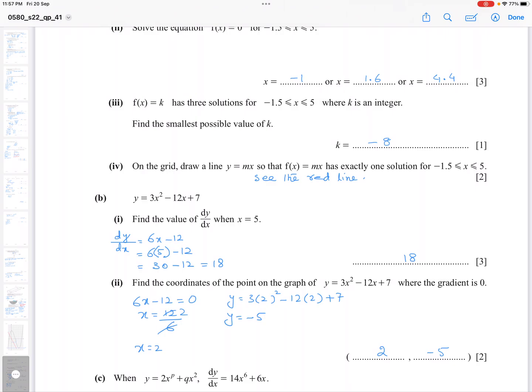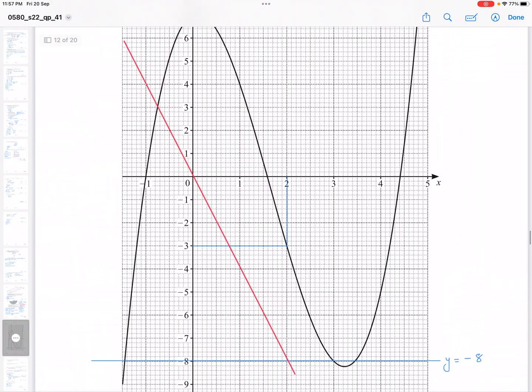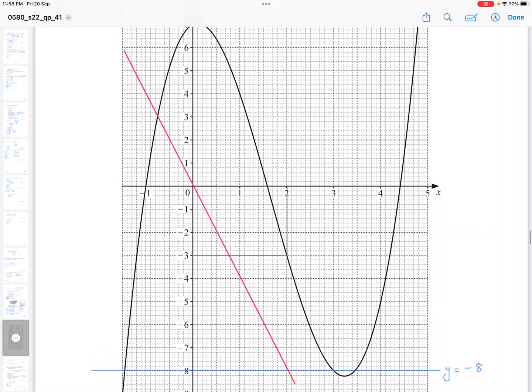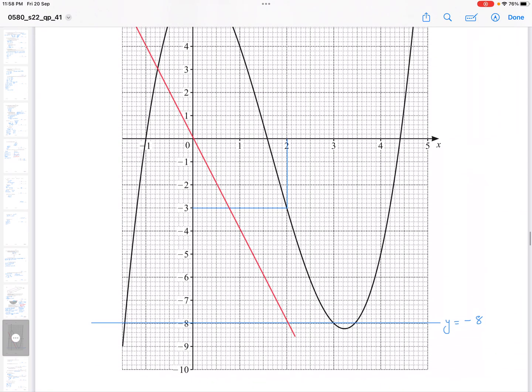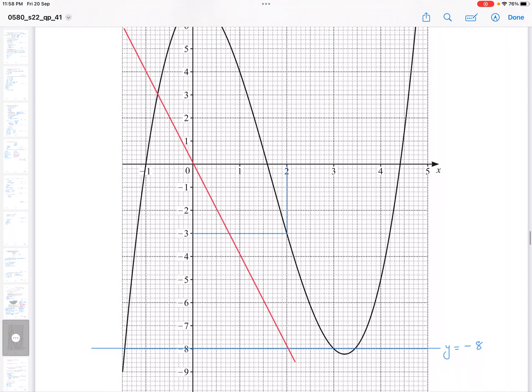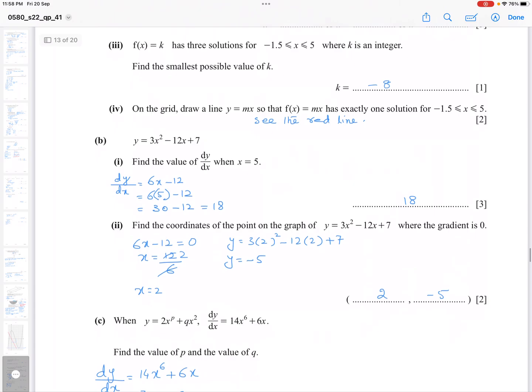On the grid, draw a line y is equal to mx so that f of x is equal to mx has exactly one solution. So you can see this red line. mx means there is no c in it, so it should pass through the origin. So this is the place where you can draw this line, which is demanded because it can cross the graph at just one place. So this is your answer.